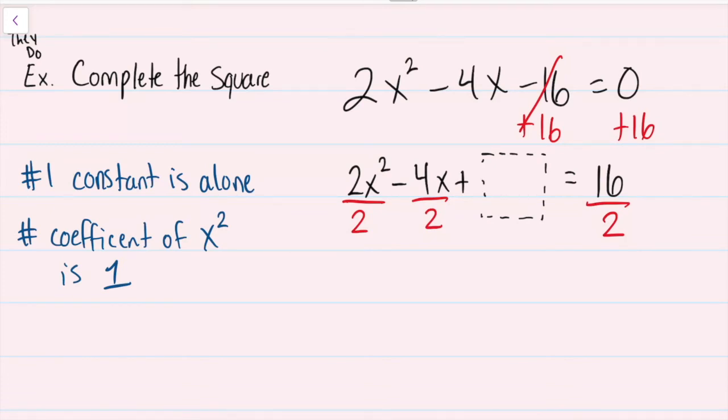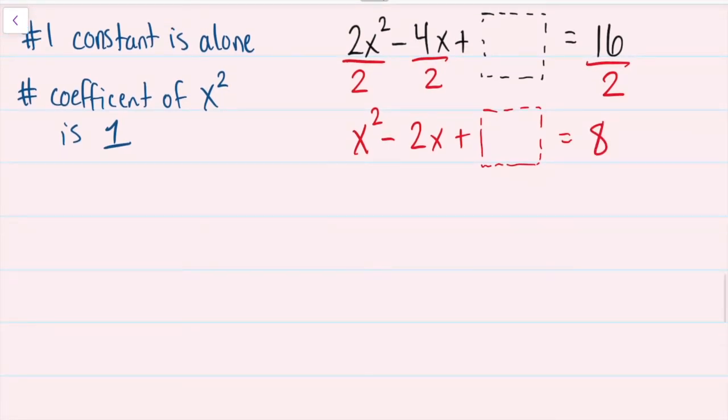Divide by 2, that will give me x squared minus 2x plus something. We don't know that something. But that equals 8. Okay. So we are ready to complete the square. What we mean by a square, guys, is we want to create a perfect square. I don't know if you guys remember what a perfect square is. We talked about it a few units ago. A perfect square, let's refresh your memory.